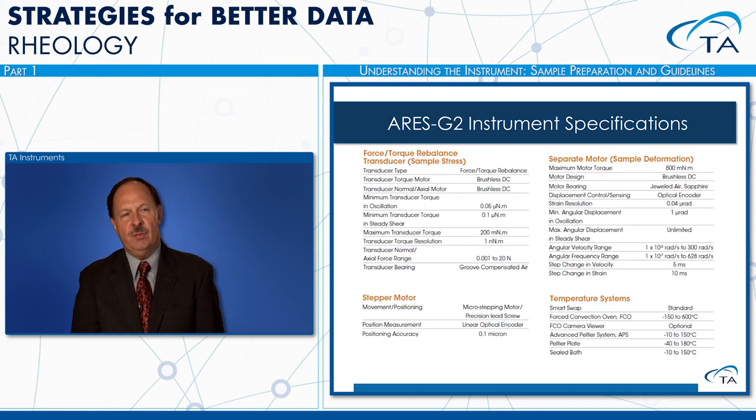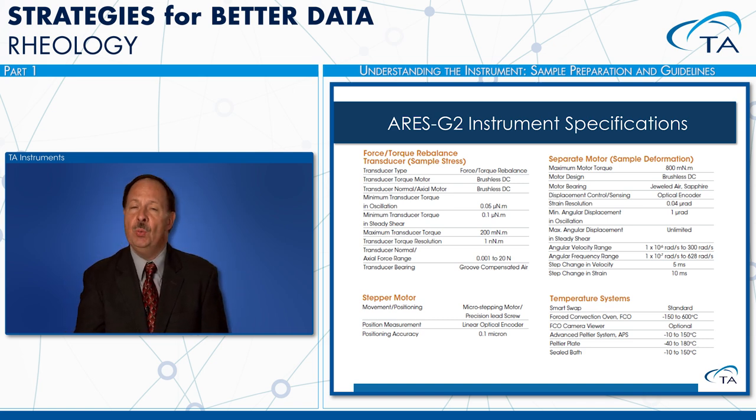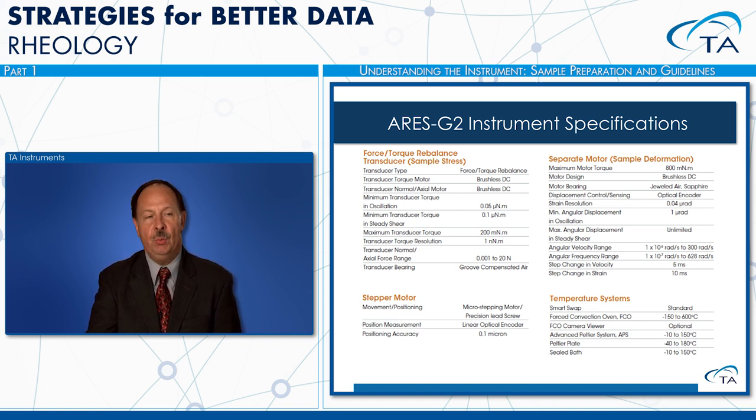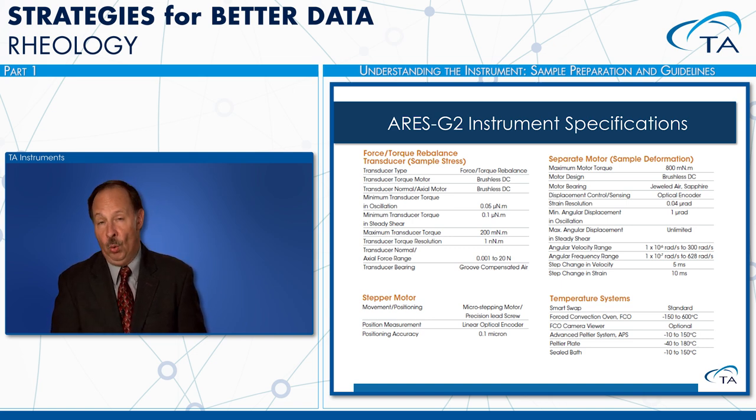So on this slide, we have a lot of information on the specs of the Aries G2. We give you the specs on the force transducer for the torque. We give you the lower torque limits for oscillation and flow, and we also give you the maximum value that the torque can reach. We also have the axial force range, so we can go up to 20 newtons of force with the Aries G2. Here are some specs on the motor, both this column and the column over here. We also have a listing of the different temperature systems, and you would select these based on what kind of sample you are working with. If you are working with a polymer melt, the forced convection oven would be the temperature control system of choice.